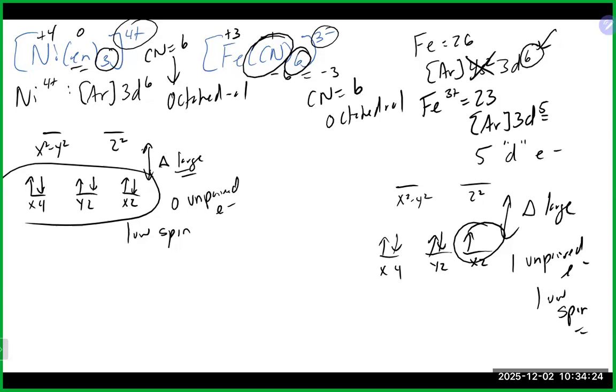And that too, like I mentioned before, sometimes they'll say on problems to do it for high spin or low spin, that gives you an idea of what the splitting is. And if you have high spin, you should have a lot more unpaired electrons rather than low spin, where they should be more paired up as well. All right.